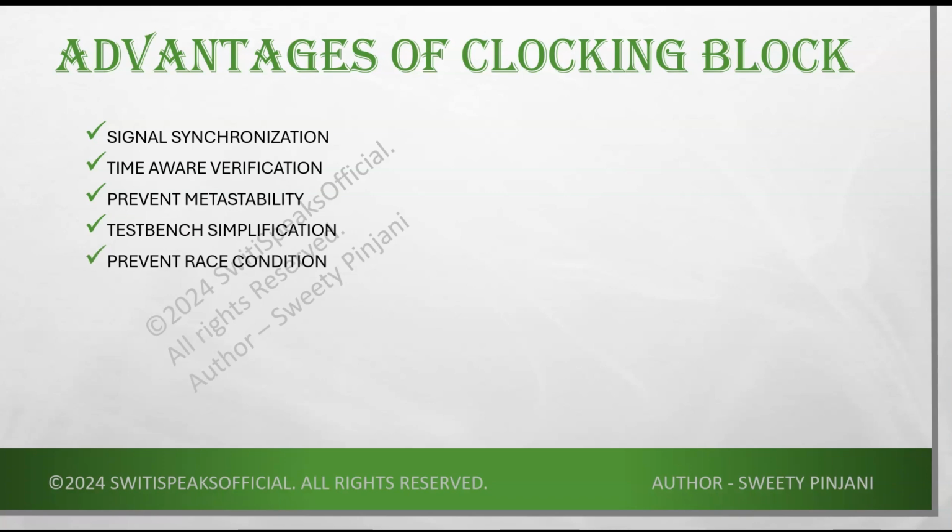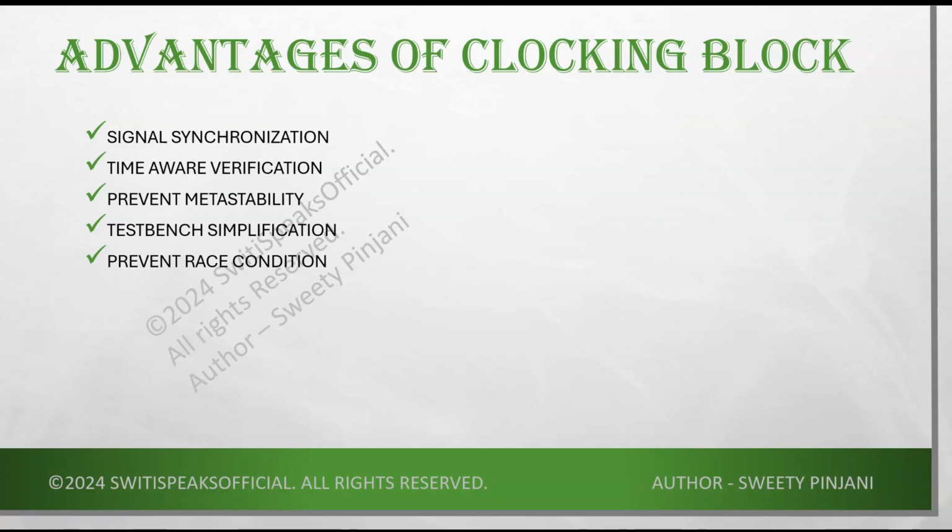And then, of course, it will help you in preventing race condition. Very important advantage of clocking block. It will help prevent the race condition. Now let's understand how it helps in preventing the race condition. Clocking block has a built-in event which triggers every time a clock edge arrives. For example, in our case, the event was at the positive edge of clock. It means the clocking block will trigger every time the positive edge of the clock occurs.